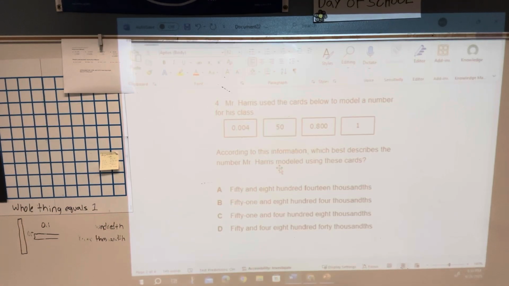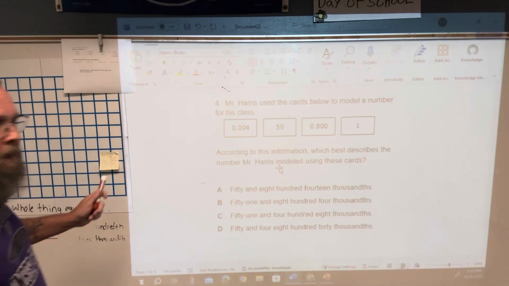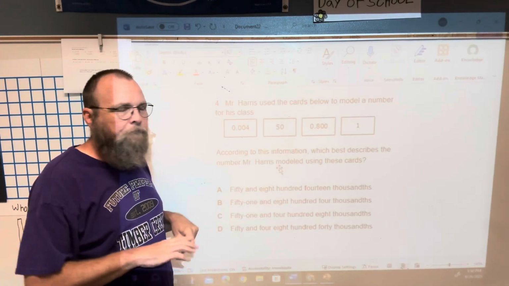Problem number 4, Spot Review 7. Mr. Harris used the cards shown below to model a number for his class. According to this information, which best describes the number Mr. Harris modeled using these cards? Well, I'm going to look at it here. I'm going to find the biggest number first.